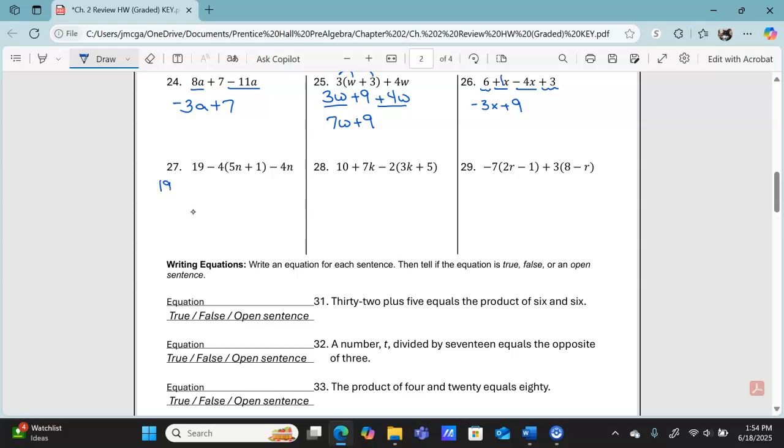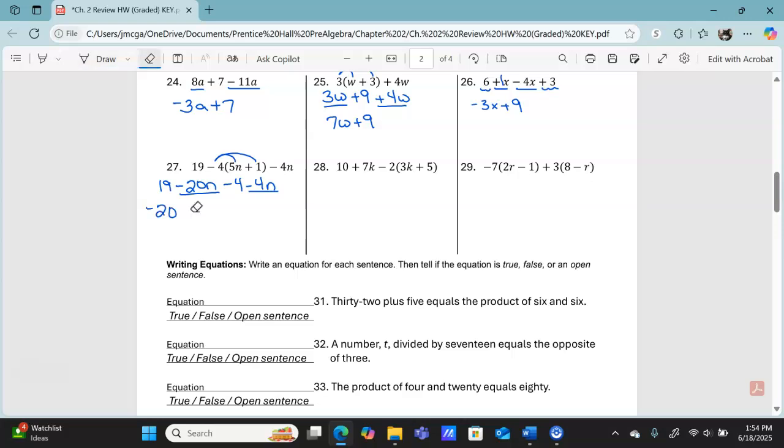Okay, the 19, I don't do anything with. Negative 4 times positive 5n would be negative 20n. Negative 4 times positive 1 would be negative 4. Putting our numbers together, we have negative 24n because they are both negative, so we add them and keep the sign. And then 19 minus 4 would be 15.